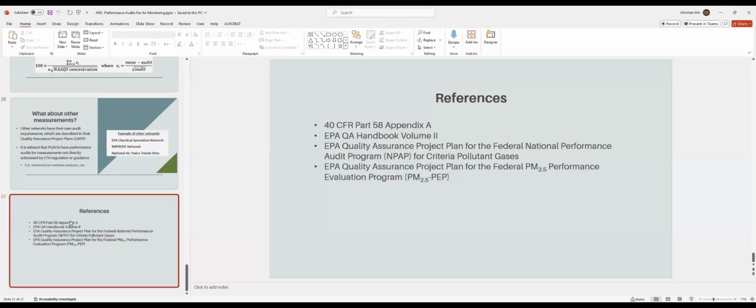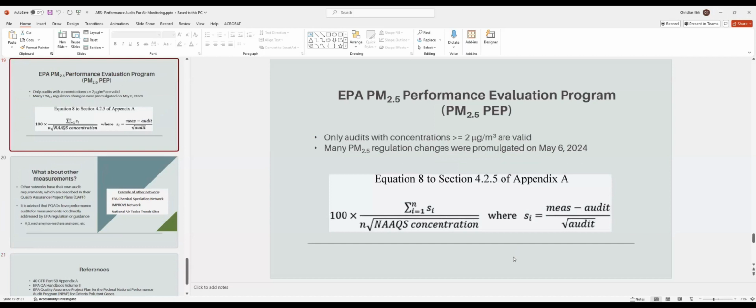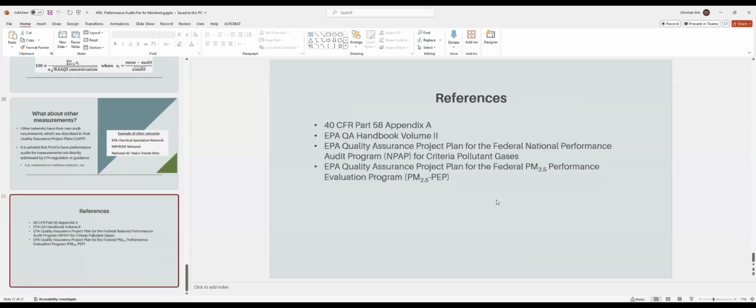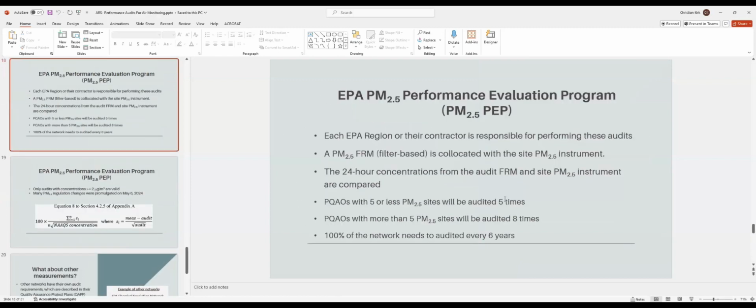Now that equation is not something you'll need to worry about. That's an equation that EPA will conduct on the PEP data. But there is actually a similar equation for the PQAOs to handle their co-located data, because there should be some level of co-location for your PM 2.5 networks. That's in the CFR. I do not believe there's been an update to QA Handbook Volume 2 recently. I think the most recent one is still 2017. I'll have to double check that, but no, you will not see a new one.